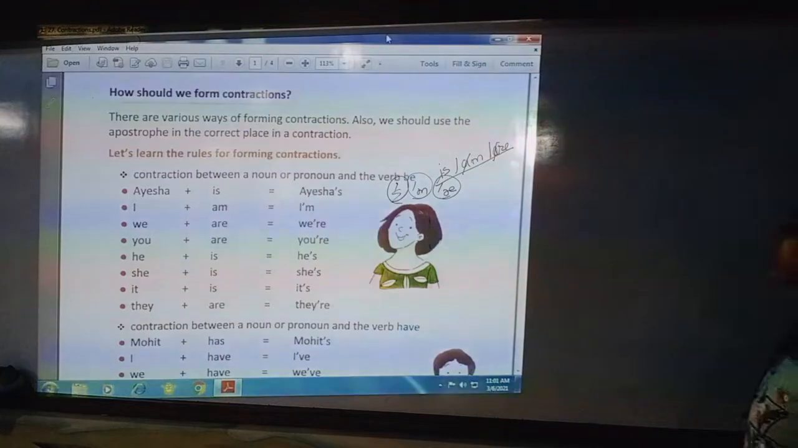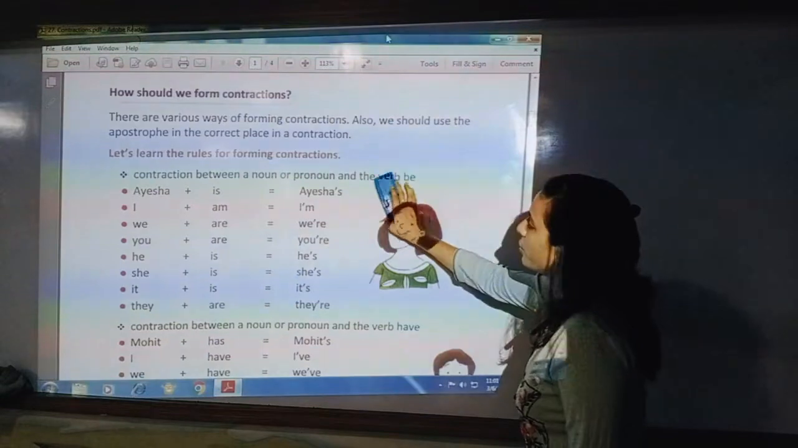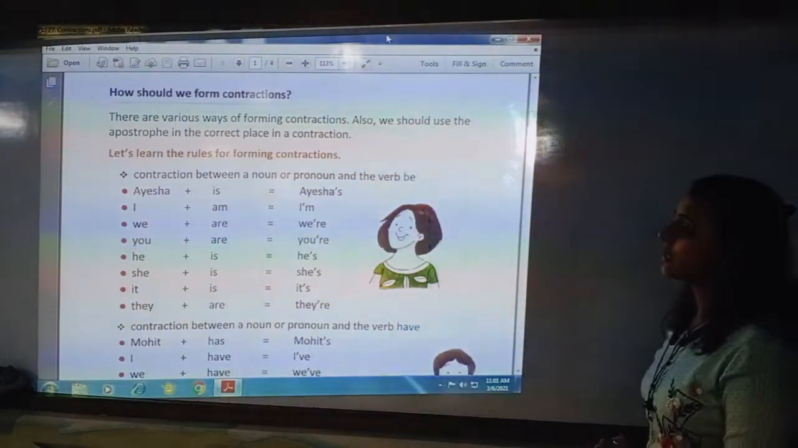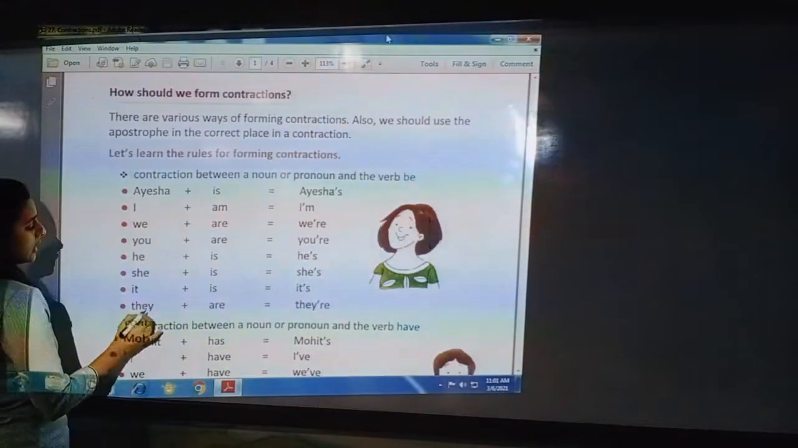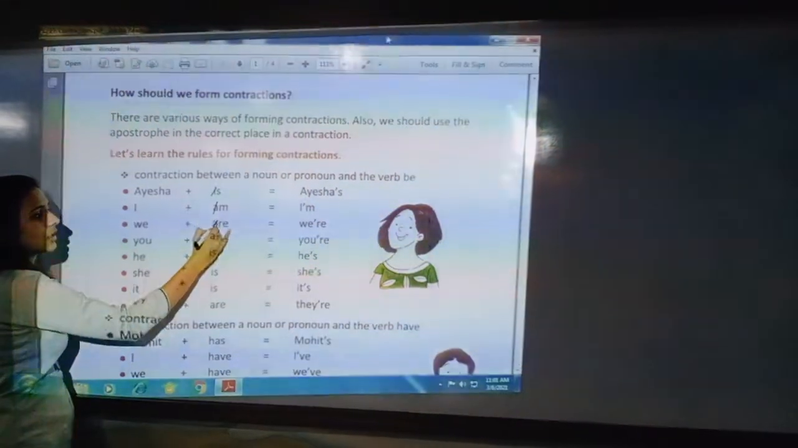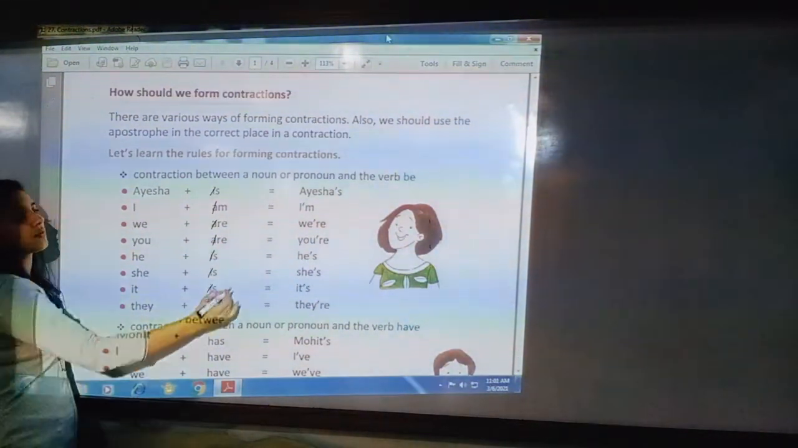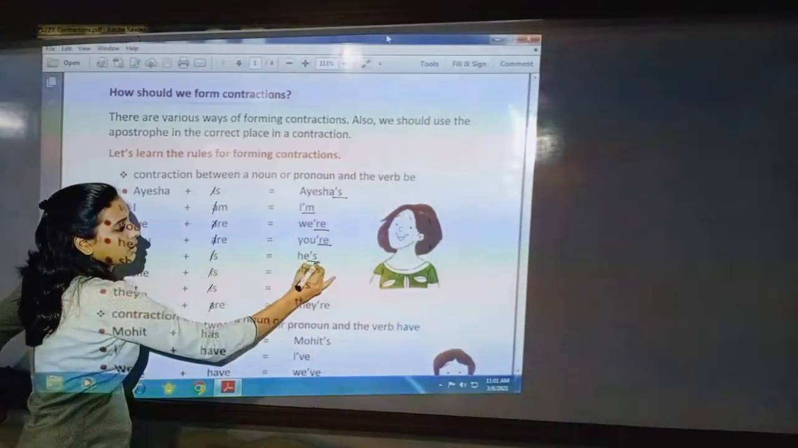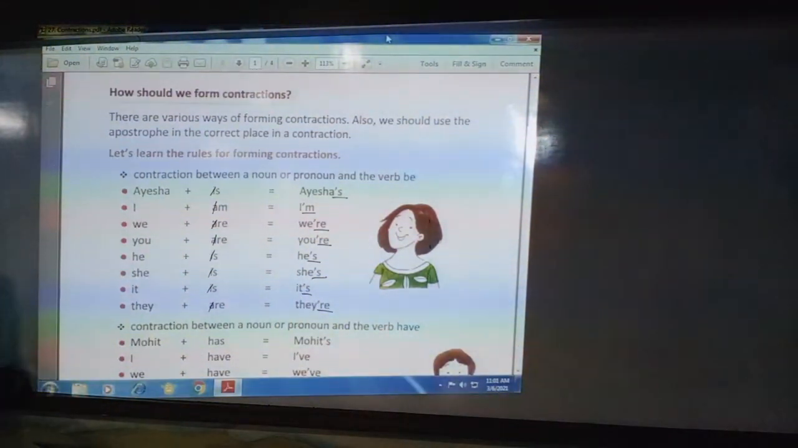Next one is you plus are. It will become you're. He plus is, he's. She plus is, she's. It plus is, it's. They plus are, they're. First letter will be eliminated, and instead of that apostrophe will be kept, so that the spelling will be shorter and the pronunciation will be more quick.